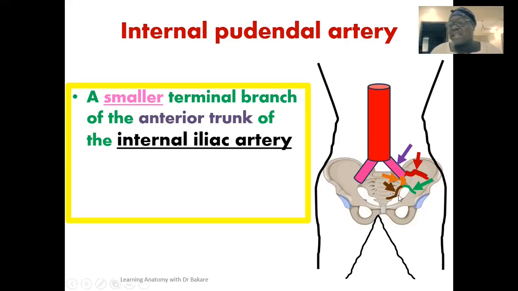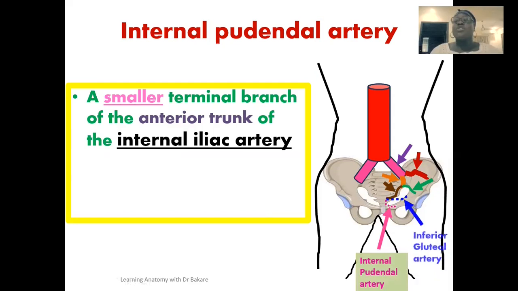So focusing now on the anterior trunk, this anterior trunk is seen to give off a number of branches. And at its terminal end, it is seen to finally terminate into two branches. So having given off a number of branches along its course, at this terminal end, it is seen to divide into the internal pudendal artery and also the inferior gluteal artery. So you have the internal pudendal artery here arrowed in pink, and you have the inferior gluteal artery here arrowed in blue.